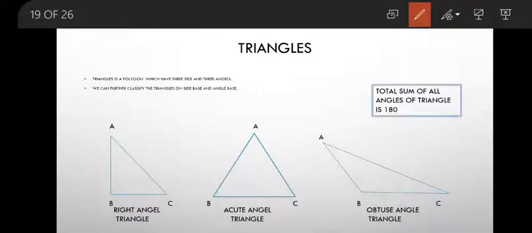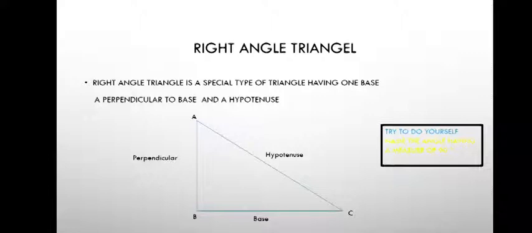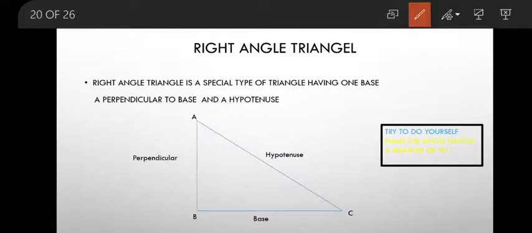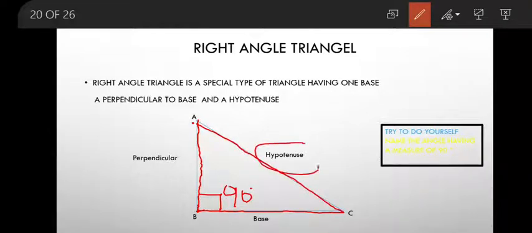Okay, let's move to the right angle triangle. A right angle triangle is a special type of triangle having one base, a perpendicular to the base, and a hypotenuse. Line segment BC is the base, AB is a perpendicular on BC because they intersect at 90 degrees, and line segment AC is known as the hypotenuse. This is the base, this is the hypotenuse, and this is the perpendicular.